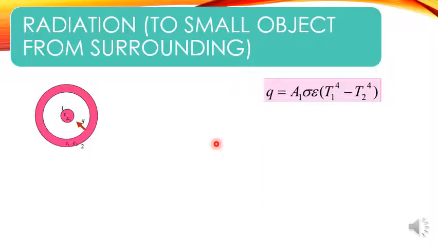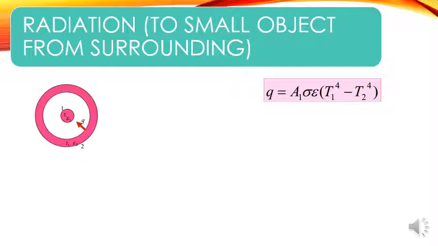The heat transfer occurs due to the difference in temperature. Of course, in the oven, the temperature of the oven is higher than the temperature inside the cake. So that's why heat transfers from 2 to 1, which means surrounding to the small object. So how much is the heat transfer due to the radiation in this case? This is the equation that we can use to determine the heat transfer due to the radiation.